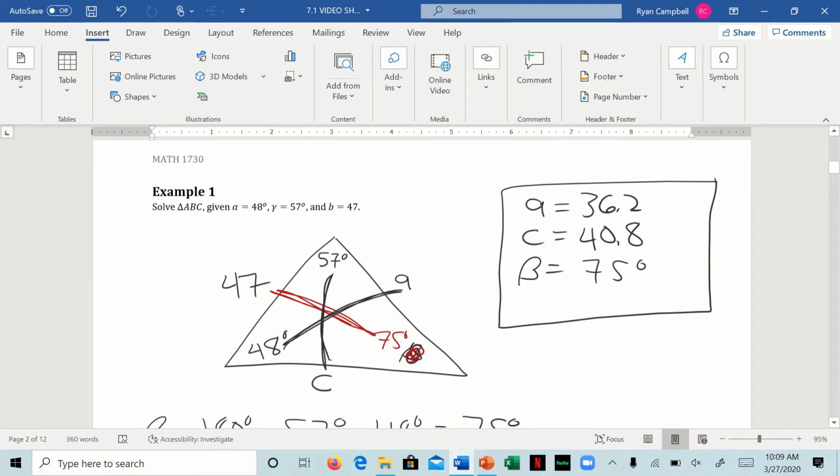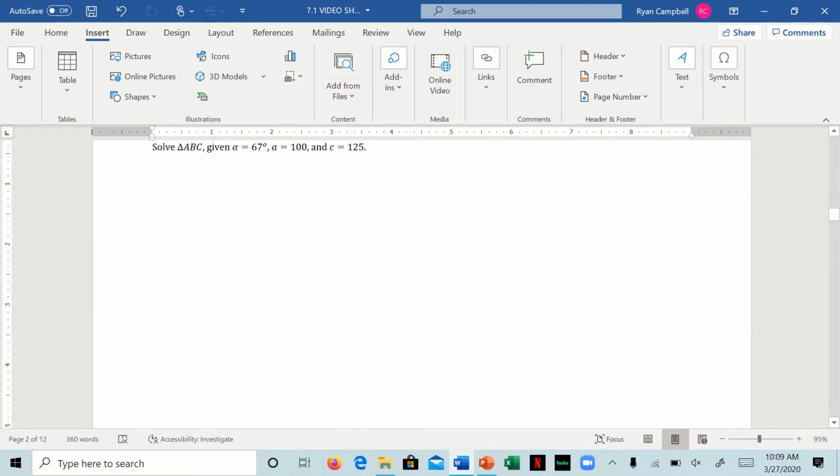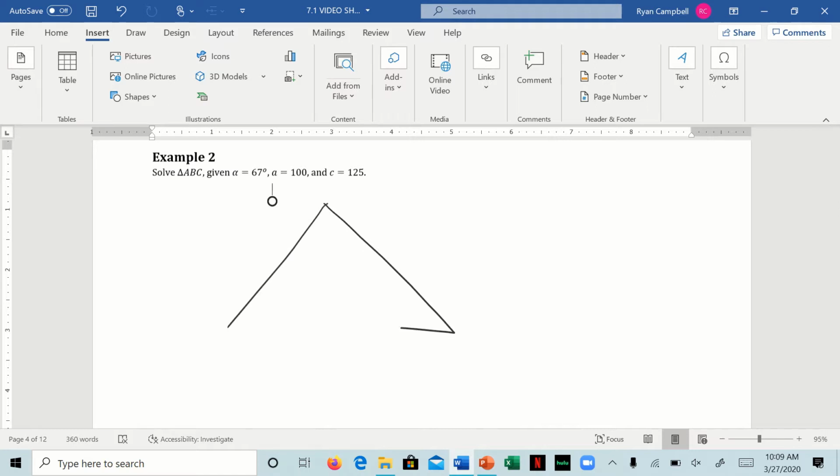Sweet. All right, let's look at another one. So let's solve this triangle. Remember, solving means finding all the missing sides and angles. So if alpha is 47 degrees, then A, which is 100, will be right across from it. If we have C of 125, we know gamma is right across from that. Then last we have beta and B. So we need to figure out what is gamma, what is beta, what is B.